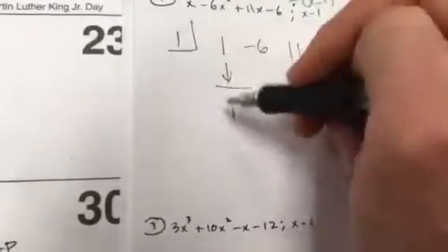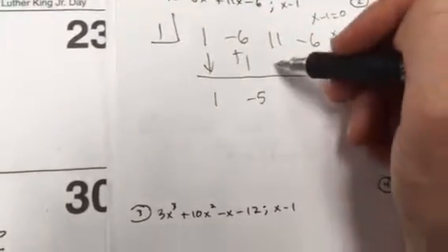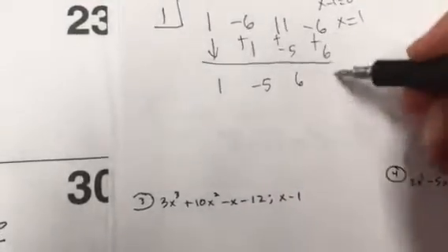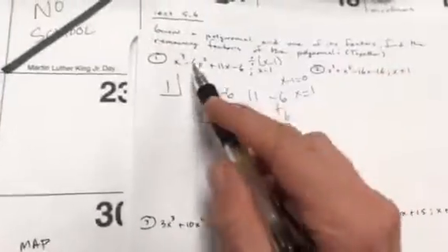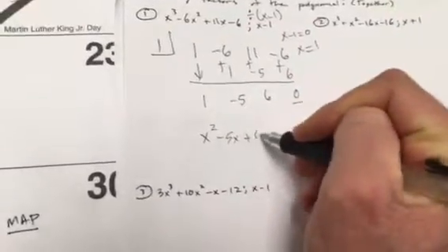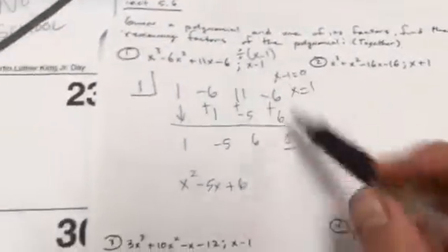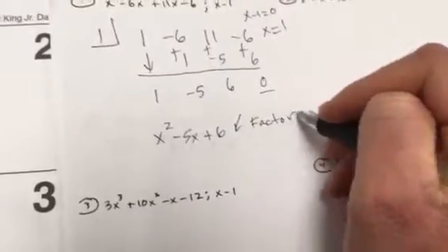Bring the 1 down. 1 times 1 gives you 1. Add them together, negative 5. 1 times negative 5 is a negative 5. Add them together, 6. 1 times 6 is 6. Guys, you should have a remainder of 0 because I told you that x minus 1 was a factor. If I started with x to the third, this would be 1x squared minus 5x plus 6. But unlike the first two sections, I want to then factor this. So if it asks, find the remaining factors, then with this answer, I just factor it, okay?